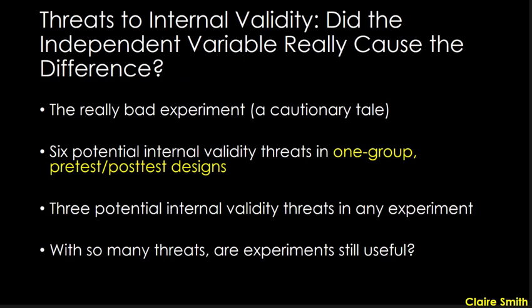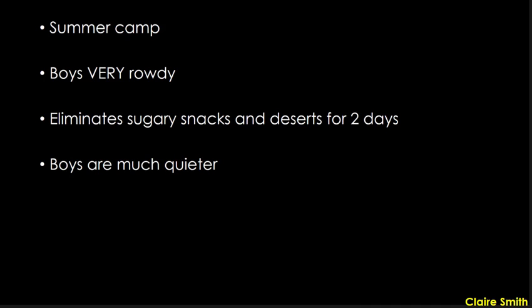Okay, moving on. Threats to internal validity, these are just the section headings. So we talk about some really bad experiments, some examples of that. Six potential internal validity threats in a one-group pretest-posttest design. Three more internal validity threats that apply to any experiment. And then, with so many threats, are experiments still useful? The answer I'll tell you right now is yes, obviously. Dumb question.